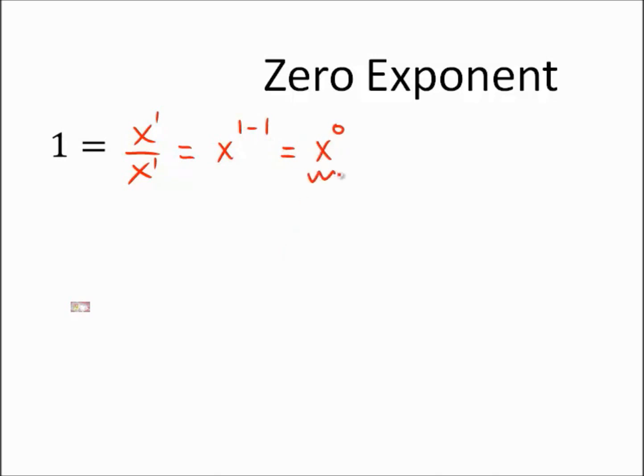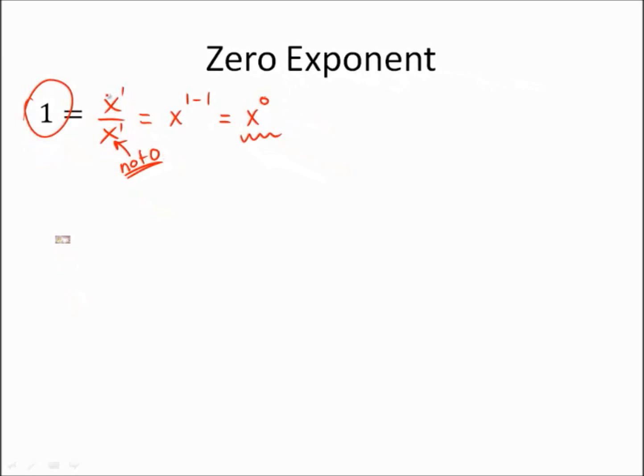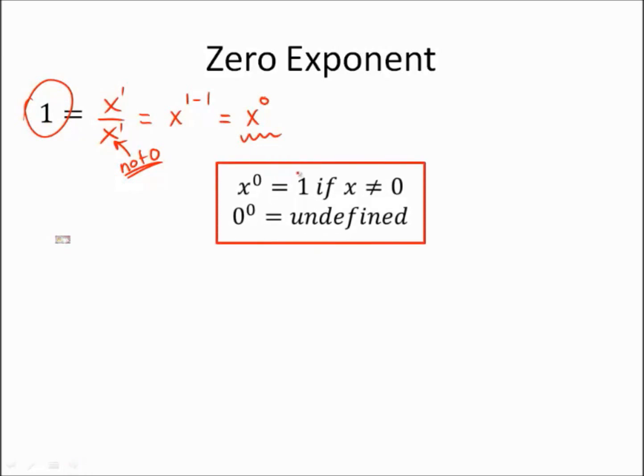So wouldn't that mean that any time we take anything to the power of 0, we should get 1? Well, yes, that is correct, as long as that anything is not 0, because remember, we cannot divide by 0. You can't have 0 over 0 equaling 1, but you can have anything else. So our rule for this example is that anything to the power of 0 is equal to 1, as long as your x is not 0.